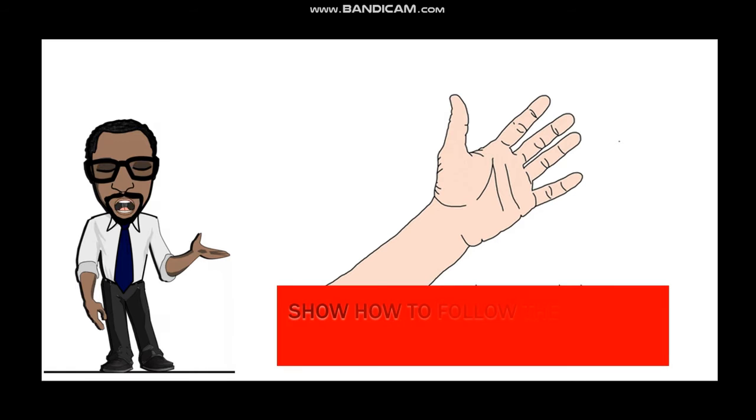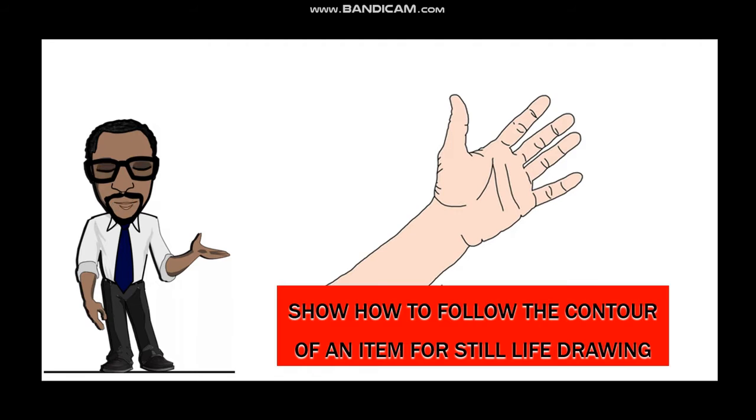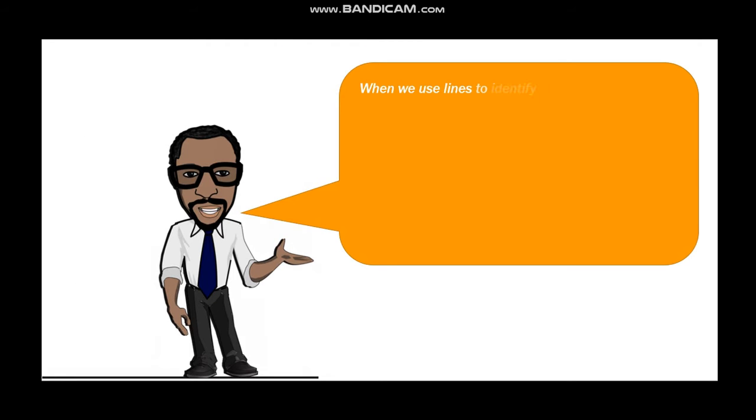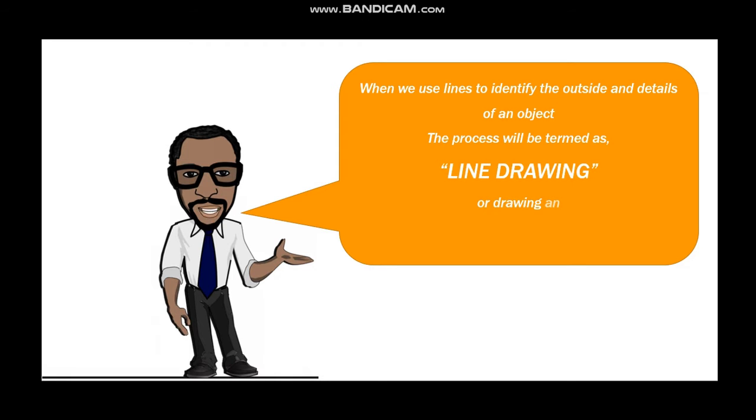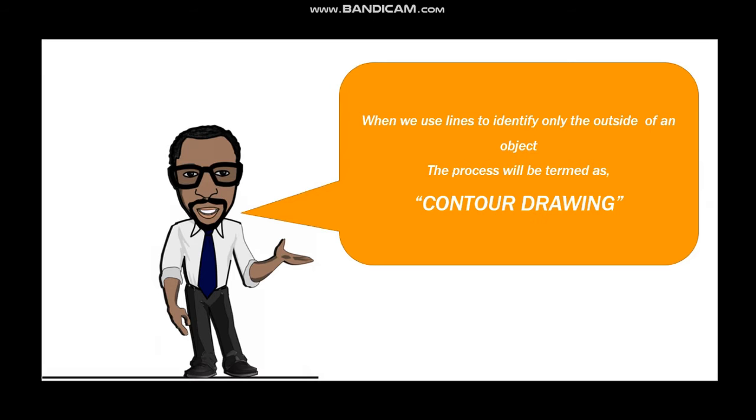Today, we're going to be showing how to follow the contour of an item for still life drawing. When we use lines to identify the outside and details of an object, the process will be termed as line drawing or drawing an outline. When we use lines to identify only the outside of an object, the process will be termed as contour drawing.